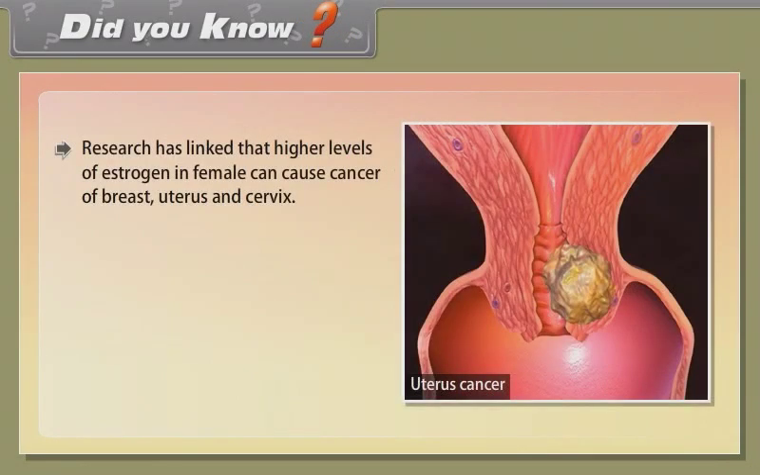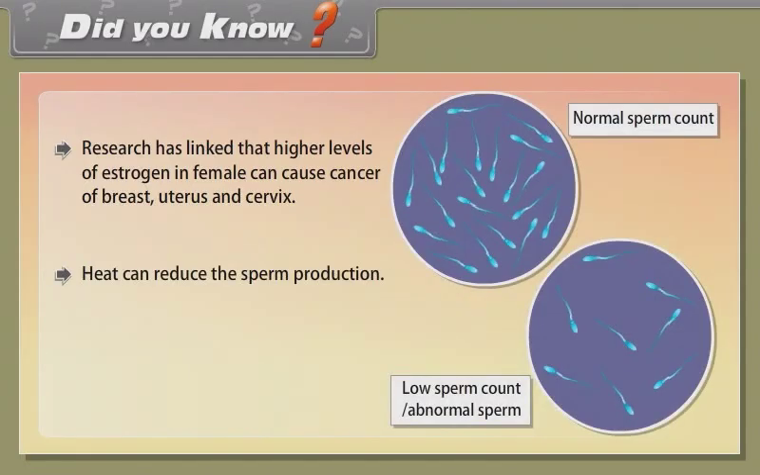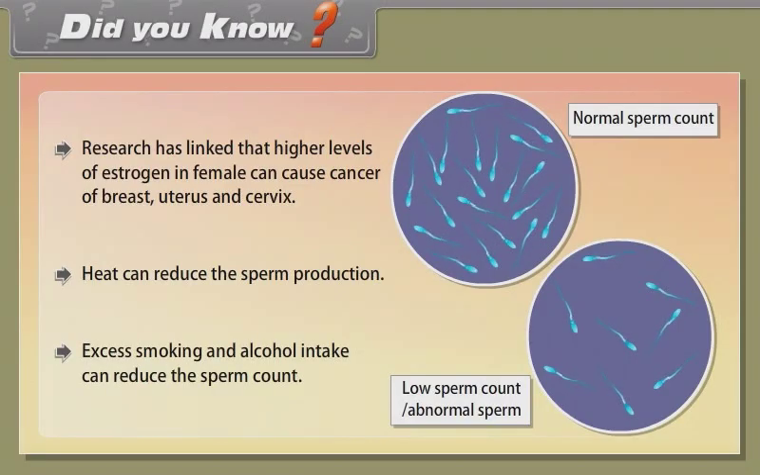Did you know? Research has linked that higher levels of estrogen in females can cause cancer of breast, uterus, and cervix. Heat can reduce the sperm production. Excess smoking and alcohol intake can reduce the sperm count.